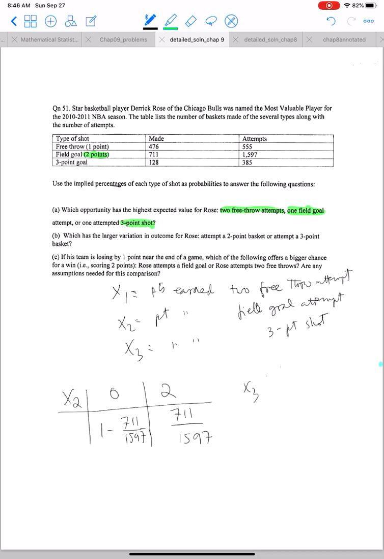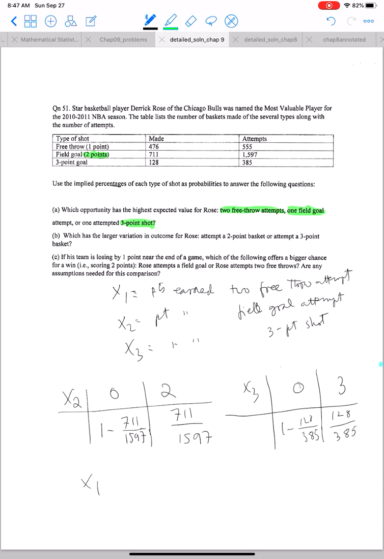What about x3? x3 takes the values 0 or 3. And what is the probability of 3? 128 by 385. What is the probability of 0? 1 minus 128 by 385.